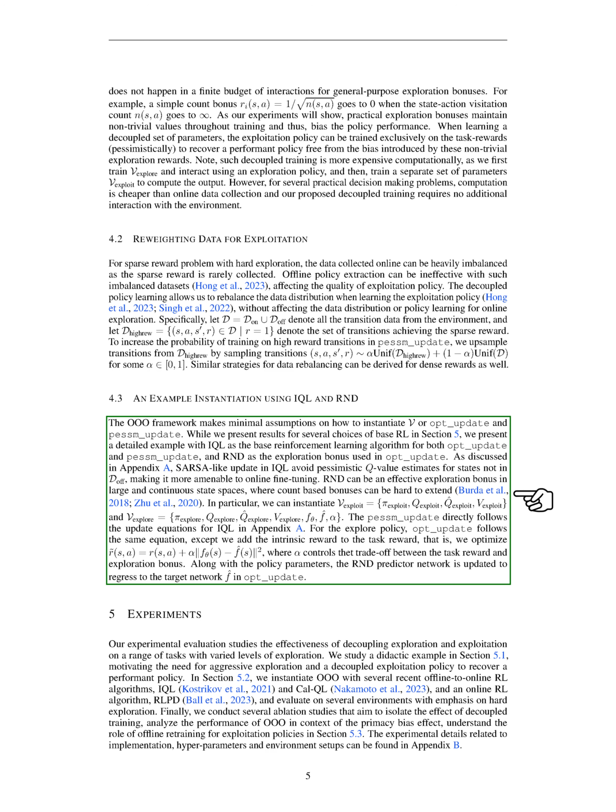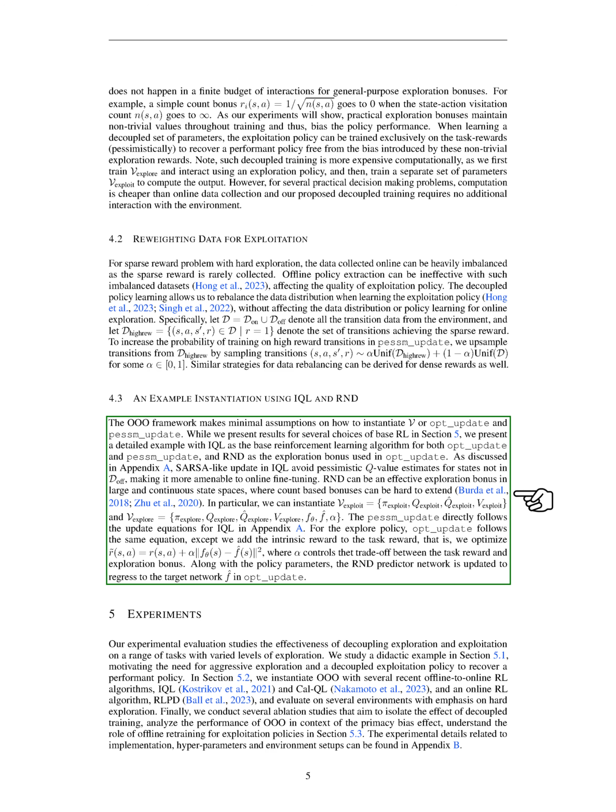For the exploitation policy, we can define a set of variables including the policy, Q value, estimated Q value, and value function. For the exploration policy, we add a few more variables including the exploration bonus. The pessimistic update follows the update equations for IQL. For the exploration policy, the optimistic update follows the same equation, but we add the intrinsic reward to the task reward. This means we optimize a function that includes both the task reward and the exploration bonus, with a parameter that controls the trade-off between the two.